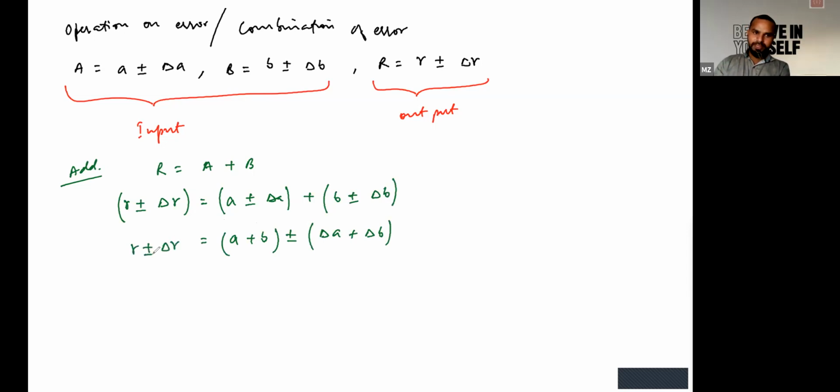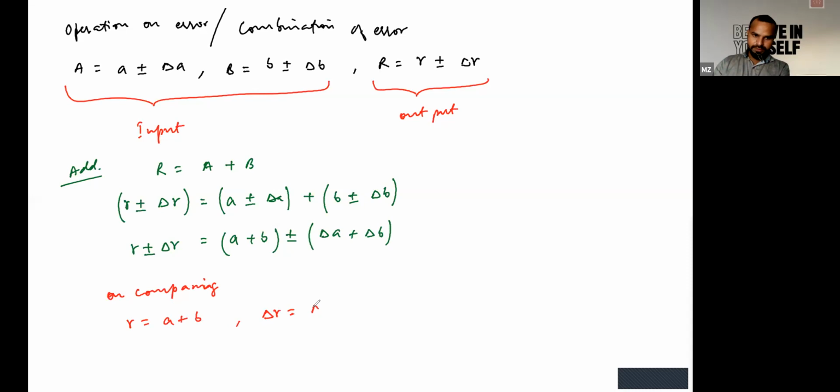Now on comparing left hand side and right hand side, on comparing, true value would be equal to true value.